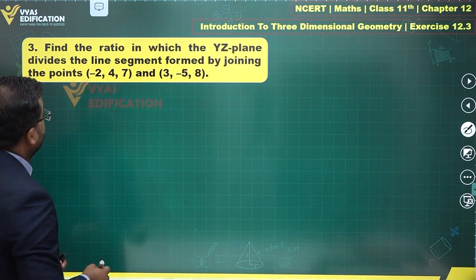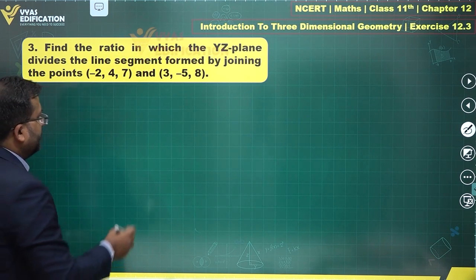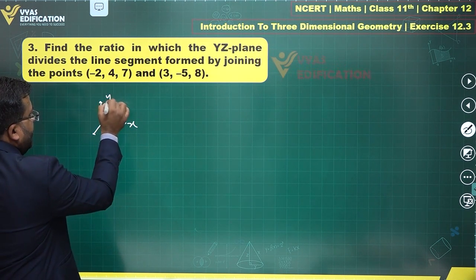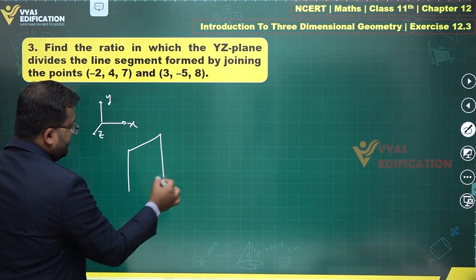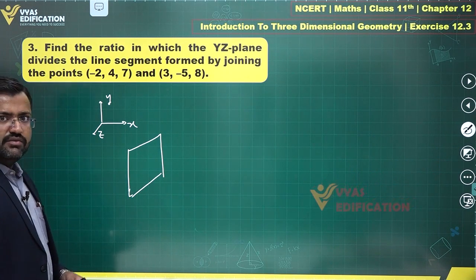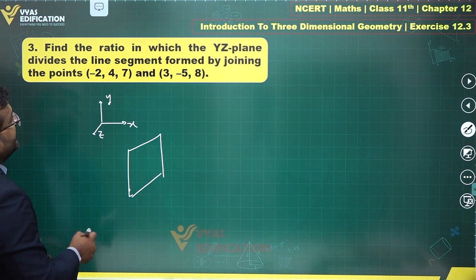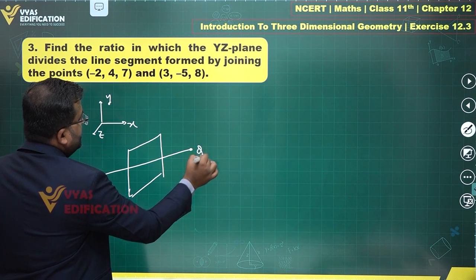Ratio in which the YZ plane divides the line segment. If you consider X, Y, Z axes, then the YZ plane is actually this type. This is what the YZ plane looks like. The line segment is formed over the points, point P is this, and point Q is somewhere here.